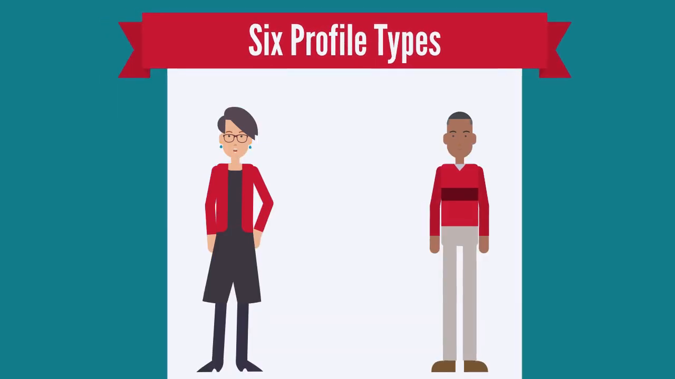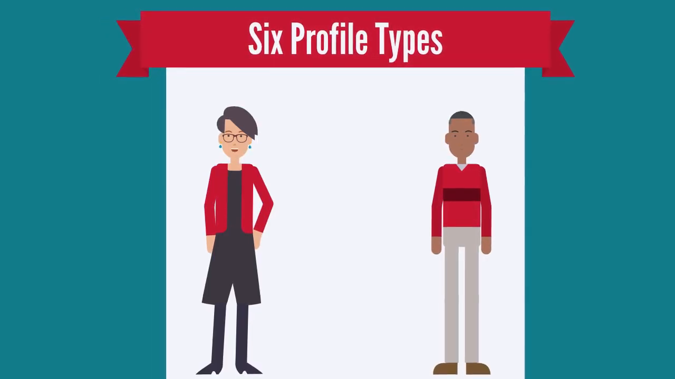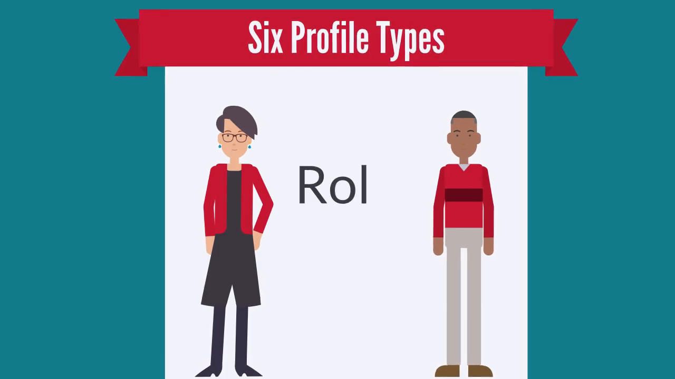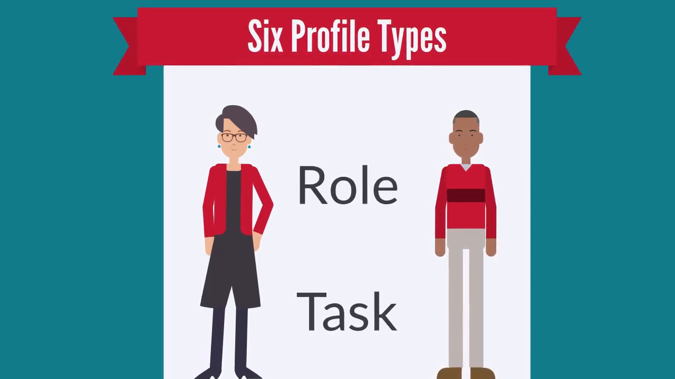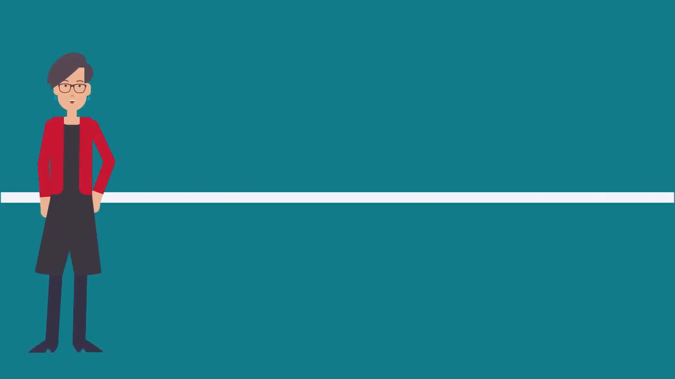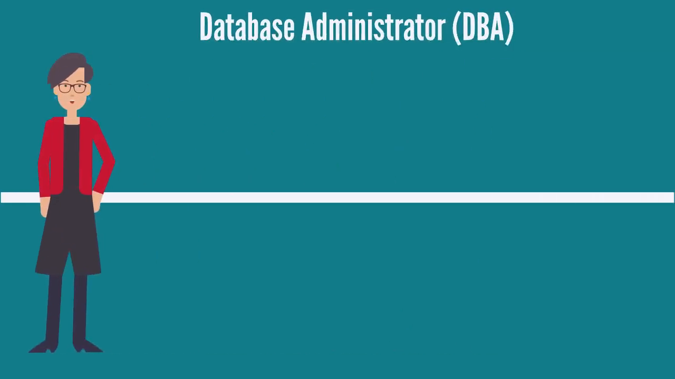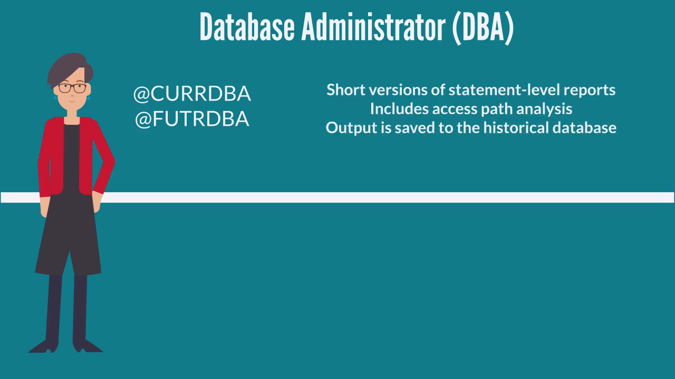6 profiles are provided. The profile that you select depends on your role and the task that you want to complete. Current and future Broadcom-Defined explain profiles are available for DBAs. These profiles are predefined to automatically generate short versions of the statement-level reports, including the access path report, dependency report, and expert system rules reports. Output is saved to the historical database.